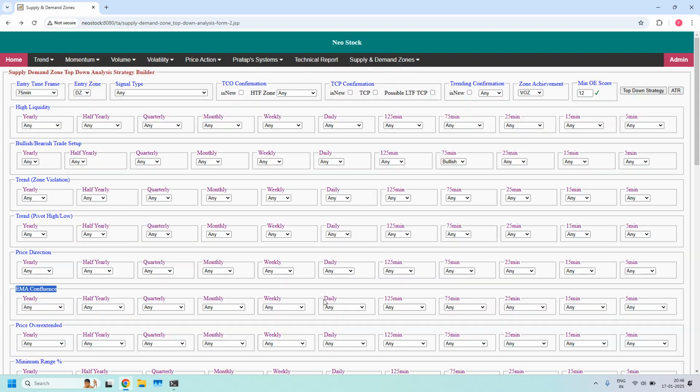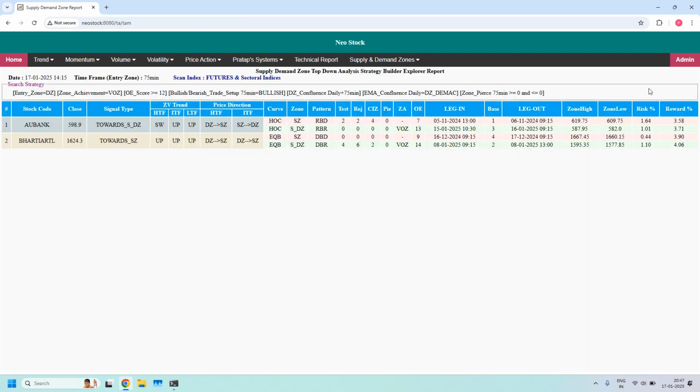So in the EMA confluence, at the daily time frame, I am enabling the filter: daily demand zone having daily EMA confluence. Now 2 stocks are filtered. So these 2 stocks are even higher probability trade setups. That's why, see, Bharti Airtel has already tested 4 times and had 6 rejections from this zone. Of course, the rejections are also part of testing only.